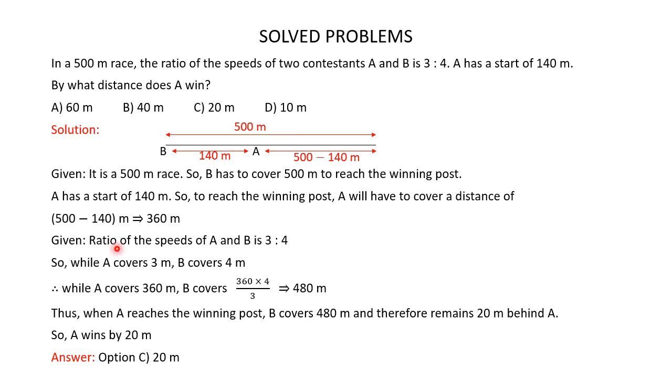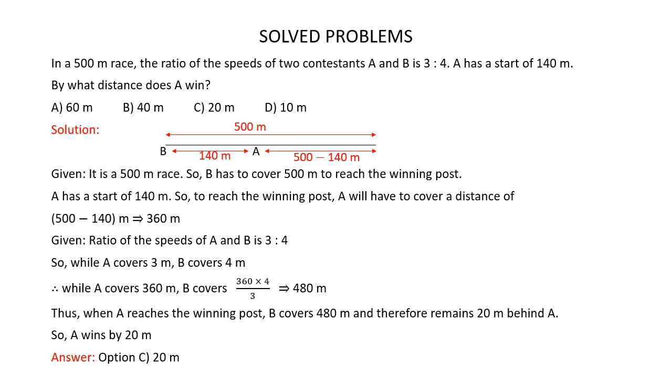Now it's given that the ratio of the speeds of A and B is 3:4. So this means that while A covers 3 meters, B covers 4 meters. So now we know that A covers 360 meters to reach the winning post. So while A covers 360 meters, B covers 360 multiplied by 4 divided by 3, which is 480 meters. So when A covers 360 meters and reaches the winning post, B has covered only 480 meters.